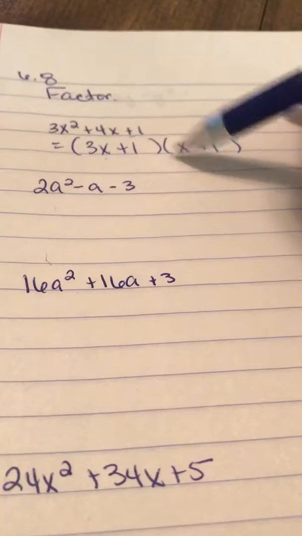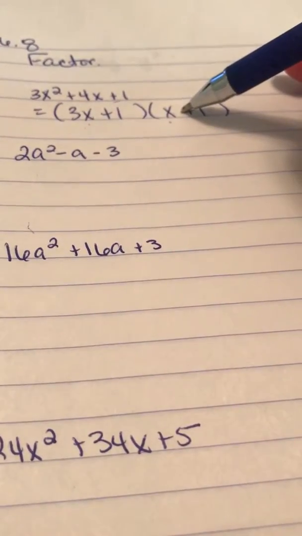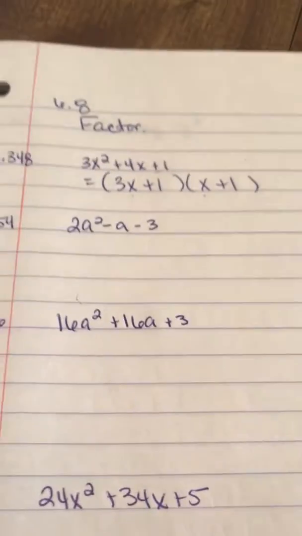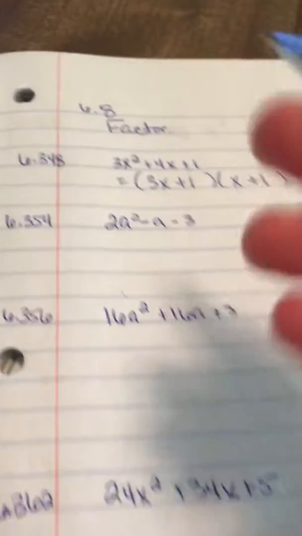Check this. 3x times x is 3x squared. 3x times 1 is 3x. 1 times x is x. 3x plus x is 4x. And 1 times 1 is 1. So that one you didn't have many choices. So if that didn't work, you'd say it cannot be factored.